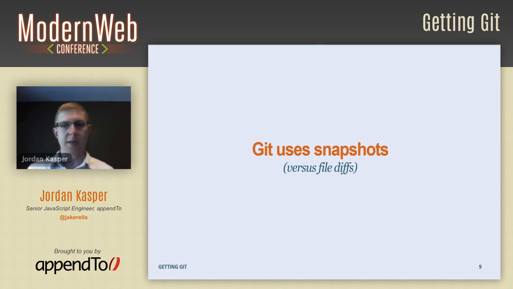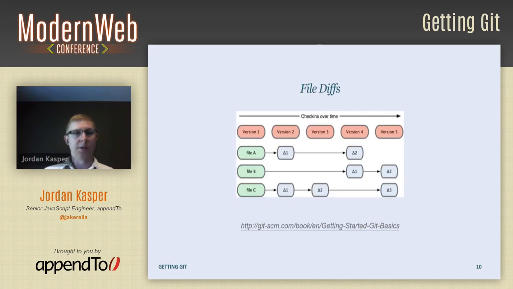Additionally, one of the big differences between Git and some other version control systems is that it uses snapshots versus file diffs. And what that kind of means is that each commit is a snapshot of the entire repository at that moment in time. So let's look first at what file diffs look like.